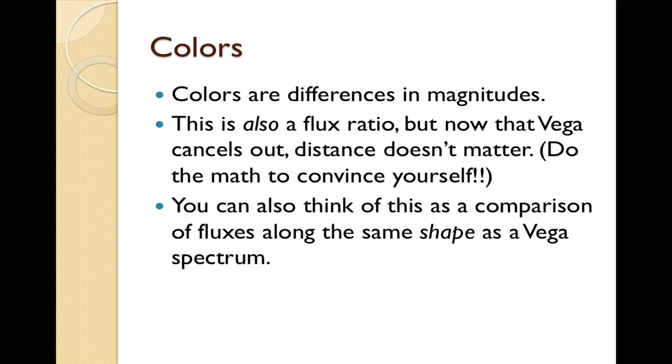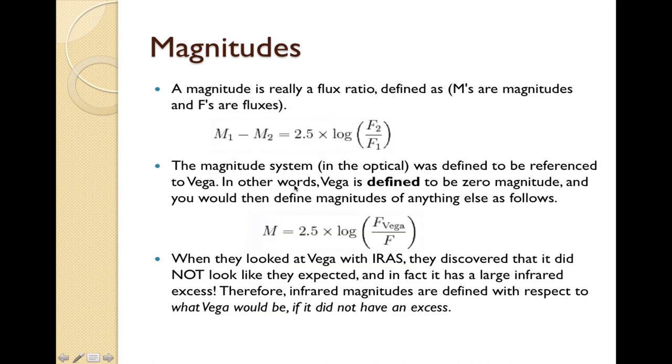So colors. Colors are differences in magnitudes, which means they are also the flux ratio. But now that Vega cancels out when you do this, the distance doesn't matter. Remember, if I've got the magnitude of the same object at two different bands, then I don't even have to particularly calibrate it, as long as the two are calibrated in the same way. The difference in magnitudes, the ratio of the fluxes, I don't have to tie it back to Vega. I also don't have to worry about the distance that the thing is at. The difference in magnitudes at two different bands for the same object is the ratio of the fluxes.